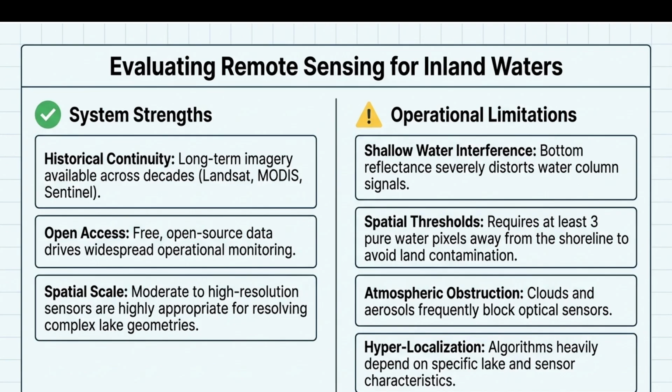So this type of optical sensor, we find this is one kind of obstruction in using satellite imagery. And hyper localization: mainly, the algorithm heavily depends on the specific lake and sensor characteristics. Suppose I can apply one algorithm for just one area. Suppose I create one algorithm for the Dhaka city Hatirjheel lake. This algorithm is only applicable for this lake. I cannot use this algorithm for other water bodies. So basically, it's called hyper localization, and algorithms heavily depend on specific lake and sensor characteristics.